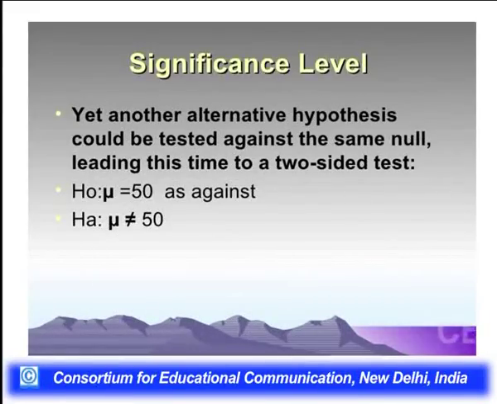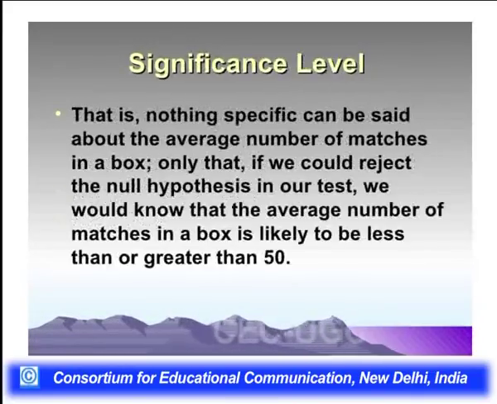Now coming on to a significance level. Another alternative hypothesis could be tested against the null, leading this time to a two-sided test. H0: mu is equal to 50, as against HA: mu is not equal to 50. Nothing specific can be said about the average number of matches in a box, only that if we could reject the null in our test, we would know that the average number of matches in a box is likely to be less than or greater than 50.